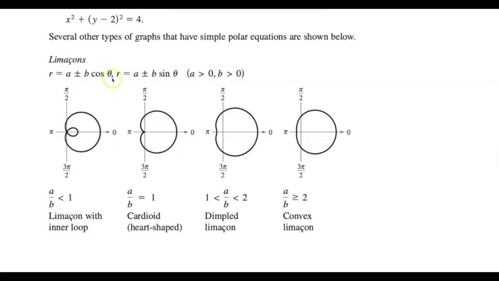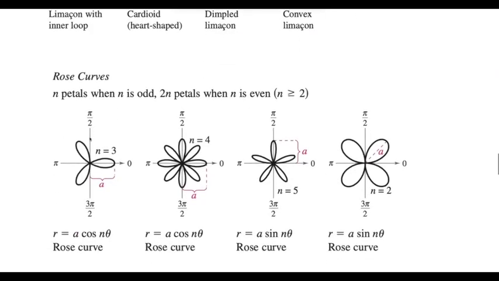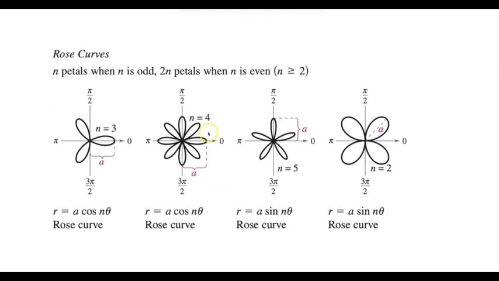It's a plus or minus b cosine theta, or a plus or minus b sine theta. It gets you more of a little curve there. So these are limacons. They're much easier to graph in polar than they are in rectangular. Same thing with the rose petals we just did. This will be really hard to draw in rectangular, but in polar it's actually fairly easy. It's just r equals a cosine n theta, where a is the length of the petal.